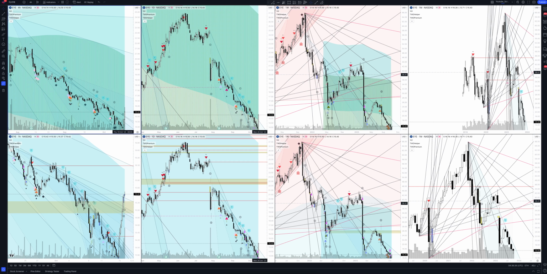Today we will take a look at National Vision Holdings Inc. stock. Let's analyze the market situation and find out how you can make money on it. Let's start.